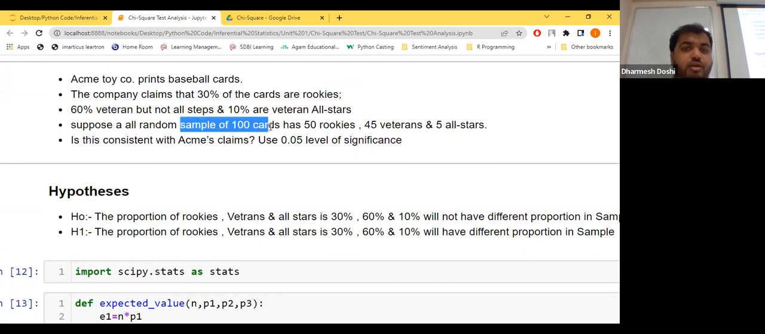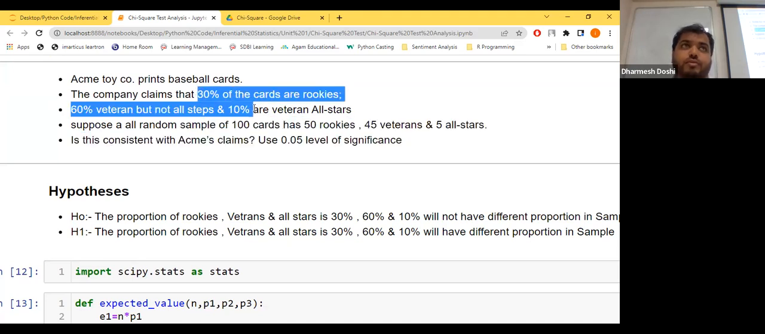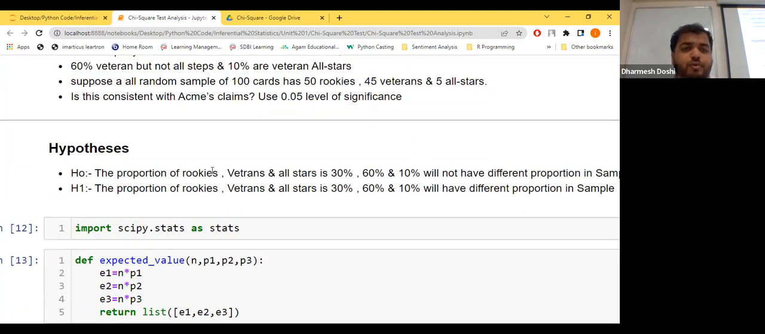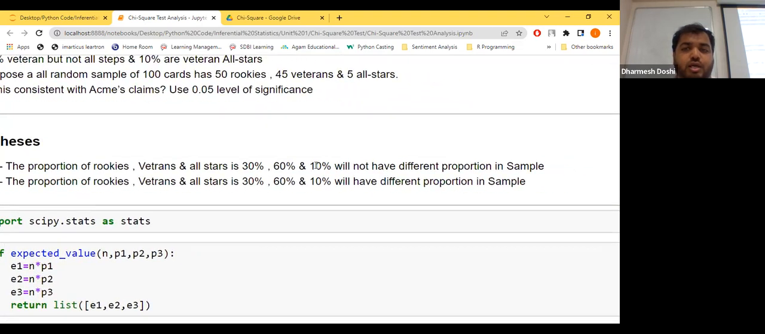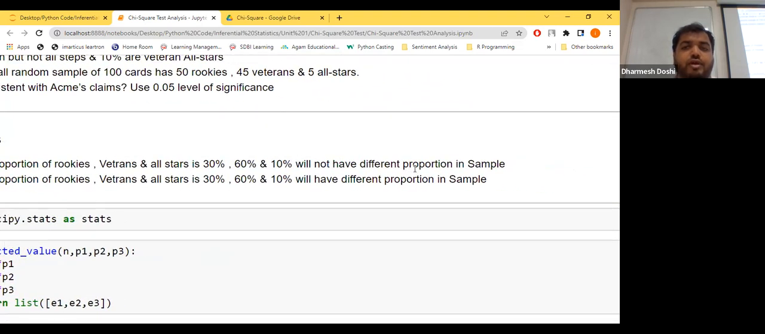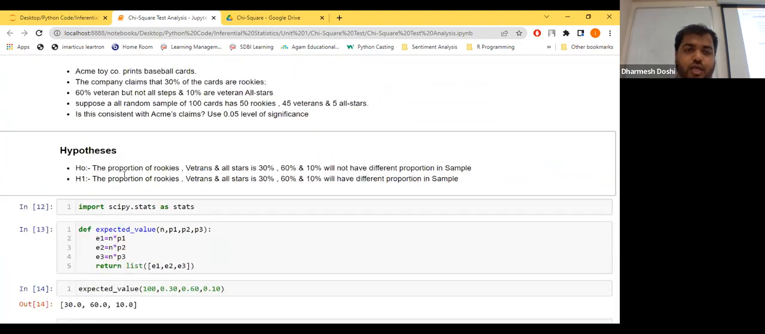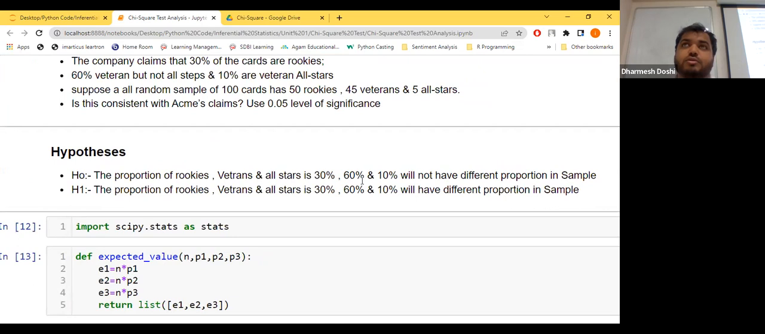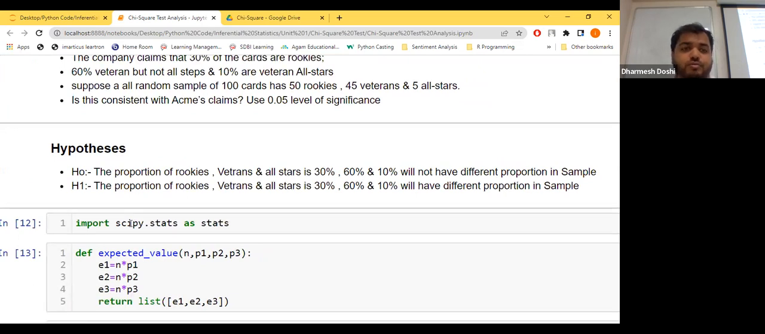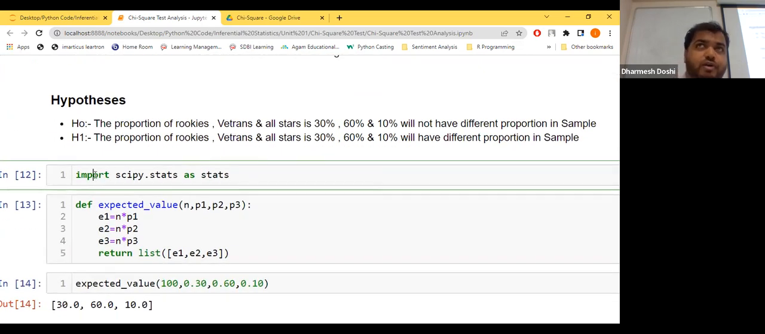It means my sample ratio is similar to the company ratio. If it is similar, we say it is consistent. So here H0: the proportions of brokerage, veteran, all-star will not be different in the sample. That is my assumption. H1: there will be a difference in proportion. There is no inbuilt function to calculate expected value, so we are using the theoretical formula.